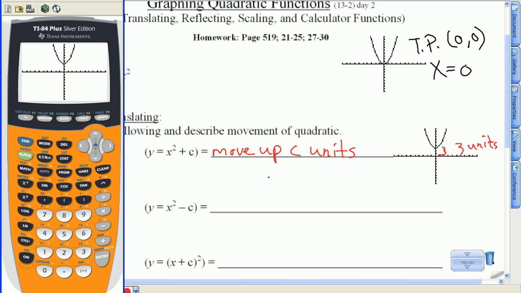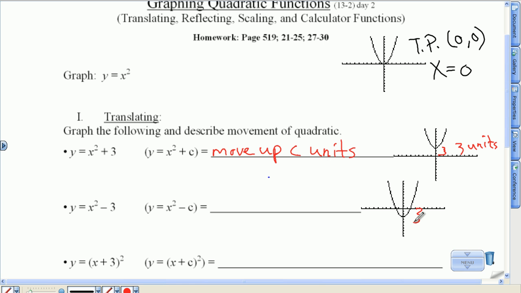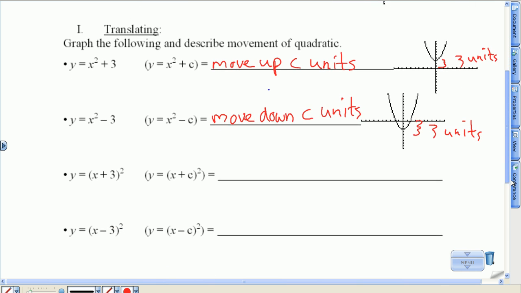Now if I go back in here and turn this into minus 3, so I'm just going to replace the plus sign with a minus sign. We take a look at the picture, and perhaps you can predict the result, and you can see it here. Now we are going to move down, and then same deal, 3 units. So down 3. So minus C moves us down C units. Alright, we're changing things up here, so up and down, adding a number at the end.